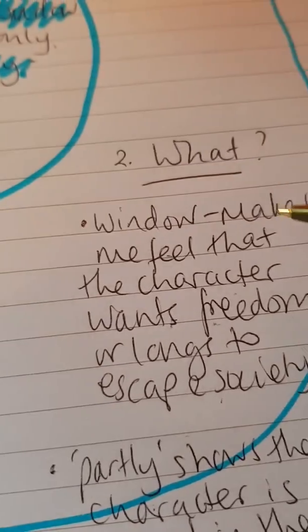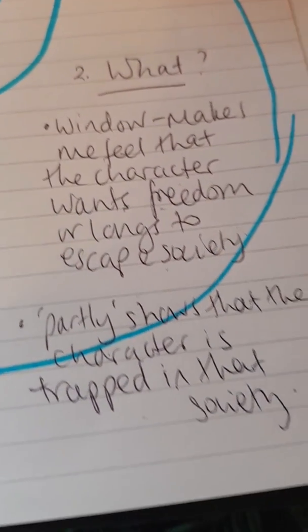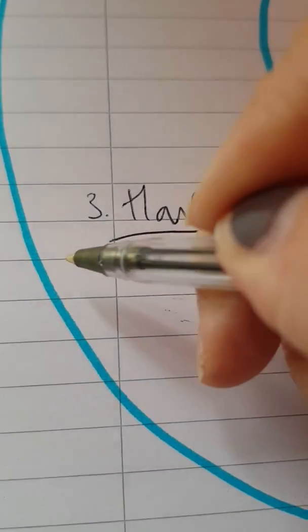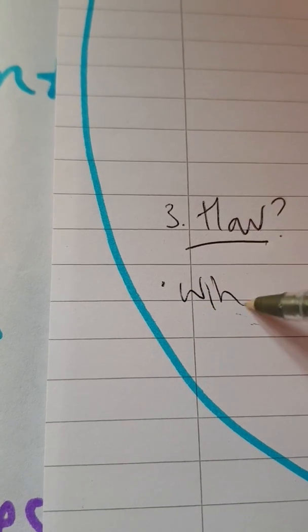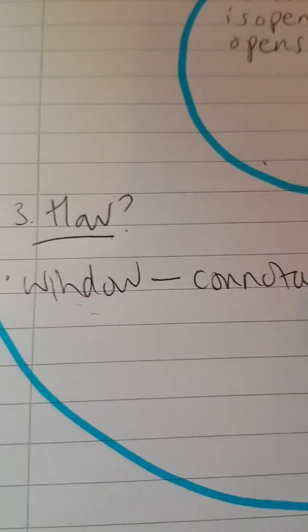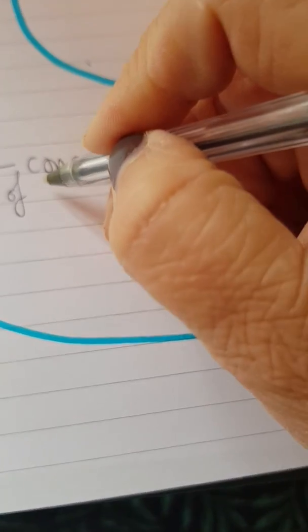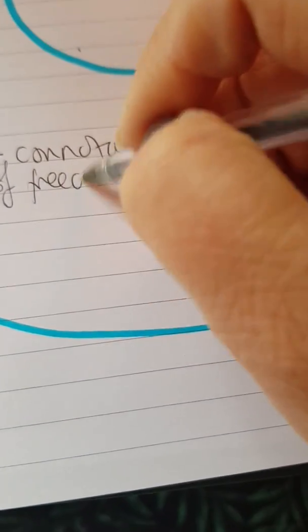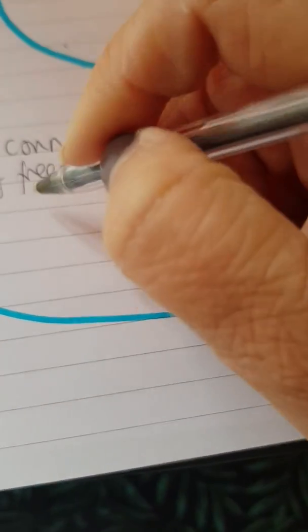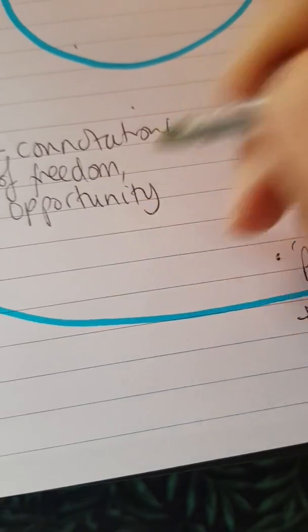So I said windows were important because they make me think that they need freedom and they want to escape, but they're also kind of trapped. So I would say that window has that effect because it has connotations of, I think, freedom. It has connotations of opportunity. We talk about having a window of opportunity, don't we?